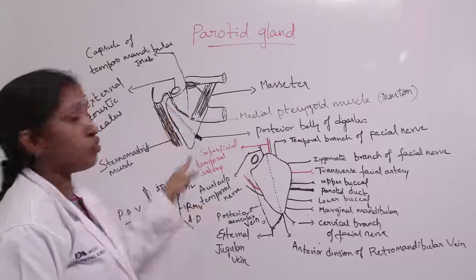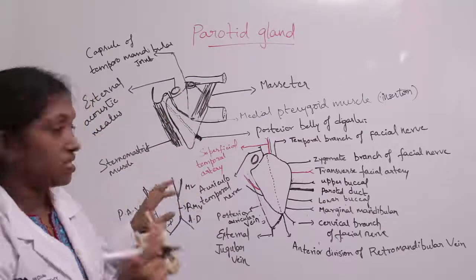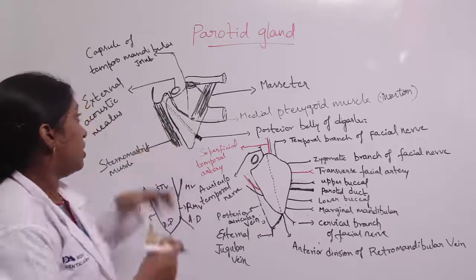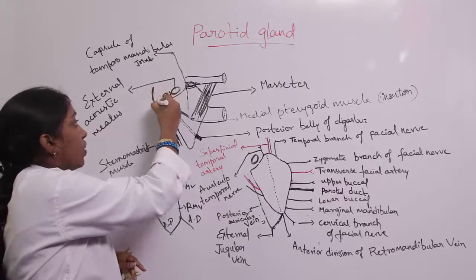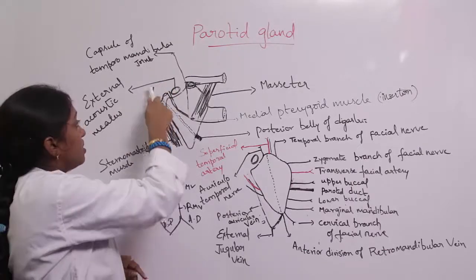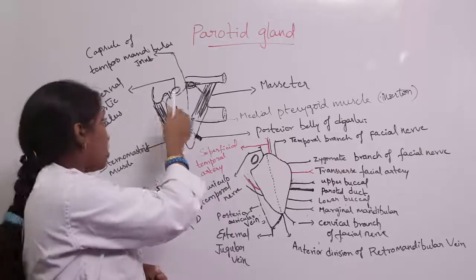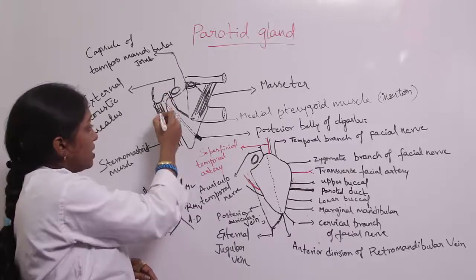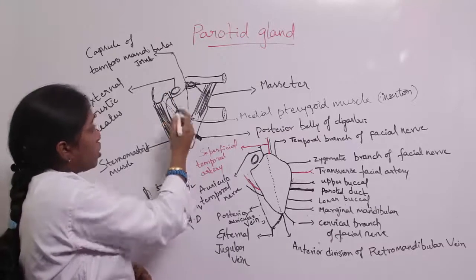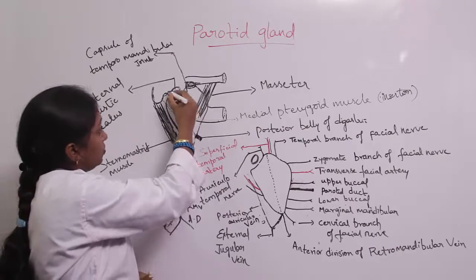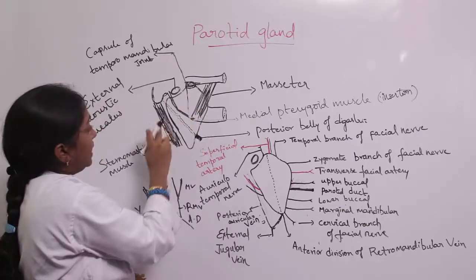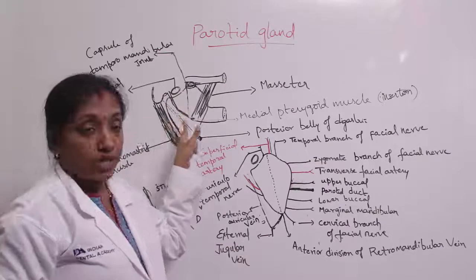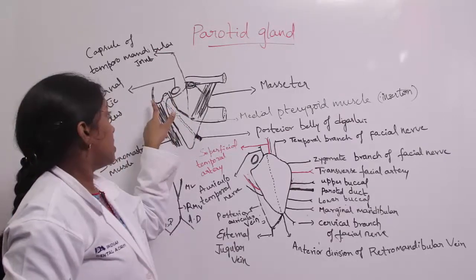Coming to the posteromedial surface, it is vast, and it is related to the sternocleidomastoid muscle. We know that the sternocleidomastoid has two heads, sternal head and clavicular head, and it arises from the mastoid process. It is also related to the styloid process. So the posteromedial surface is related to the sternocleidomastoid muscle and styloid process.